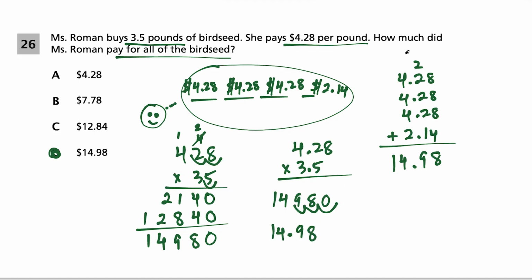But once again, if you think this math is easier to do, to just take 3 pounds and then cut the fourth one in half and just take half the amount and then add, that's also fine. But either way, we're getting choice D.